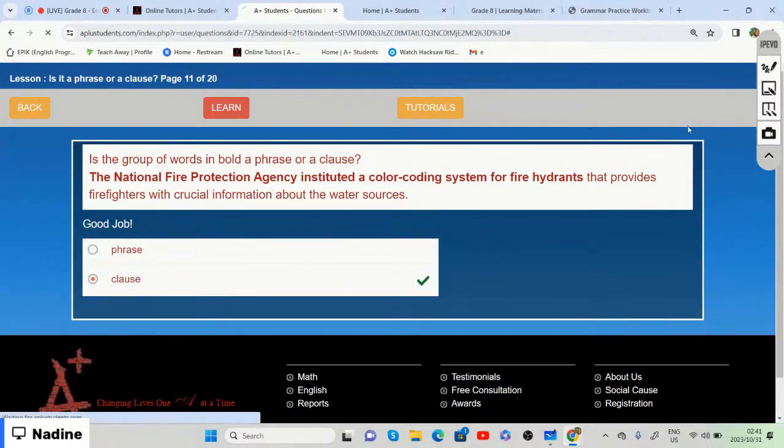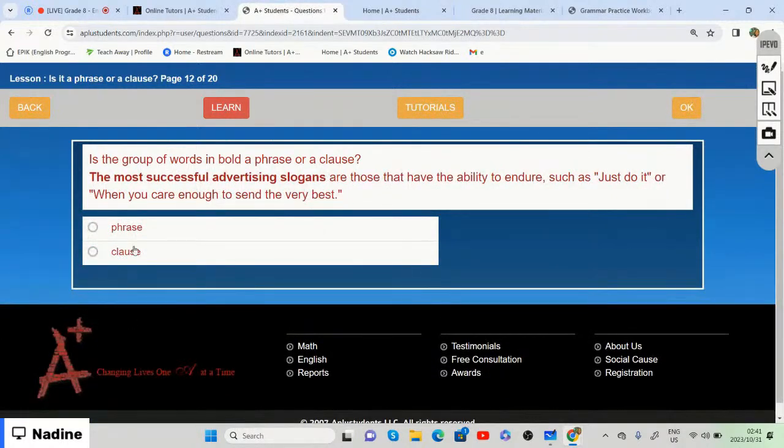All right. And then, the most successful advertising slogans are those that have the ability to endure, such as "Just do it," or "When you care enough to send the very best." So, the most successful advertising slogans, we can say it's a phrase.